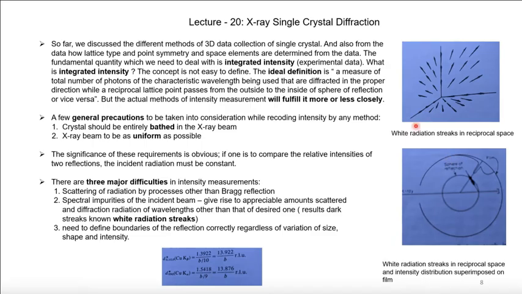So you see, here I showed white radiation streaks in reciprocal space. The radiation we are using is always accompanied by white radiation. And when we expose our crystals to the radiation, then not only do we get reciprocal lattice points, we also get some additional intensity. And this looks like streak lines. This is the streak line.